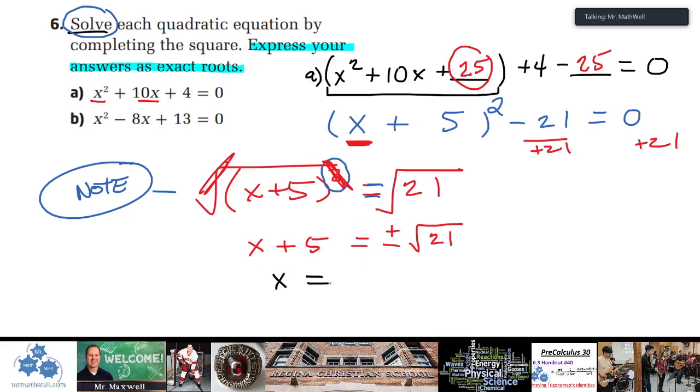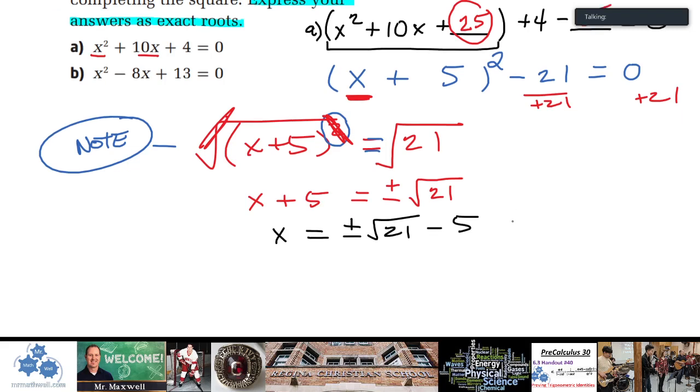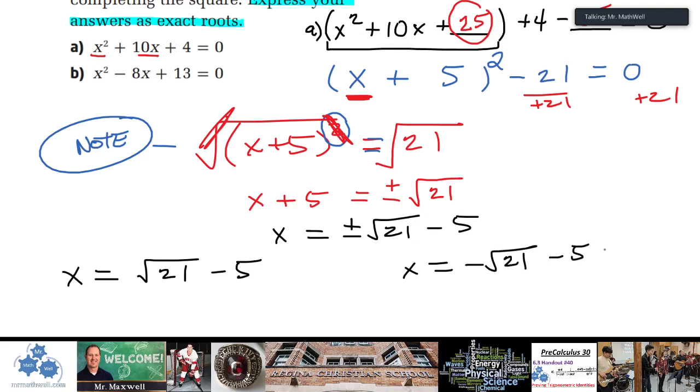I'm going to subtract 5 from both sides so that I have this. We have to understand this as two separate answers now. So I'm going to rewrite them separately. The positive version of this root would be positive root 21 minus 5. And the negative version of this root would be negative root 21 minus 5. Okay? And because we can't simplify those anymore, those should be our answers.